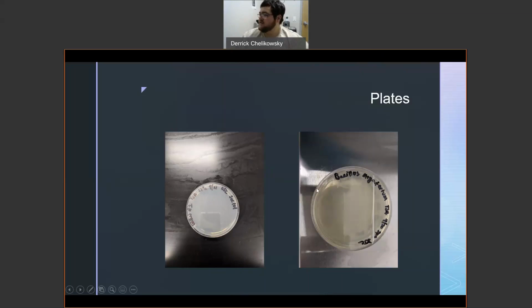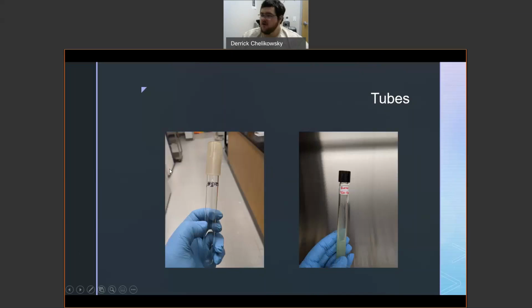This is one of our stock plates. This is a stock Bacillus megaterium plate right before I inoculated it. And as you can see, I have the genus and species as well as the other information necessary. For tubes, this on the left is what a tube that you would use looks like. And for our stock cultures, we do have labels that we use instead.